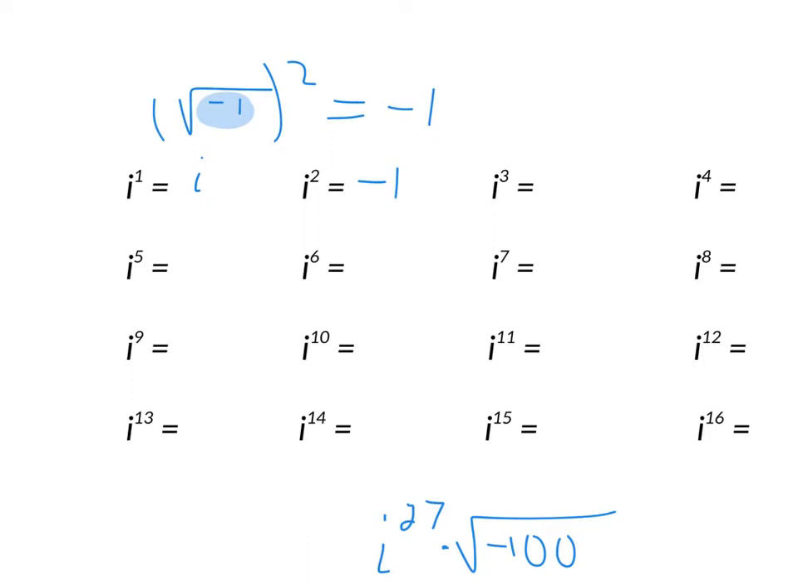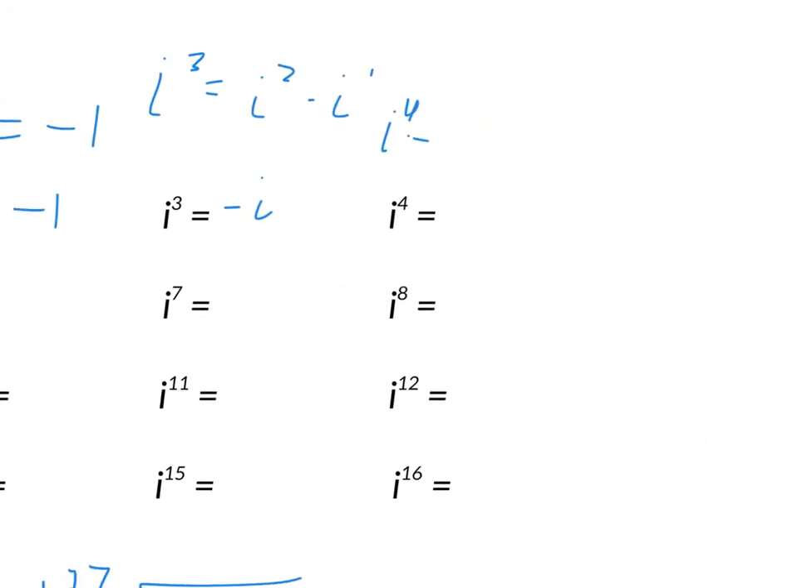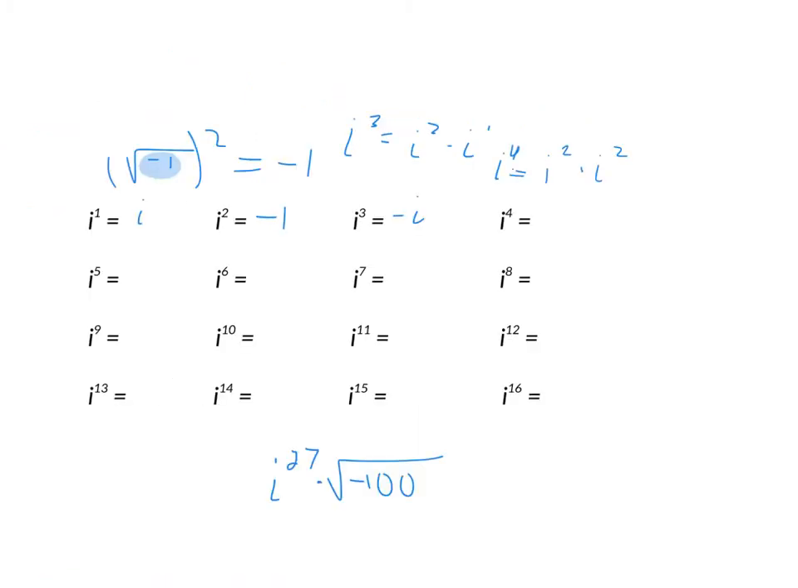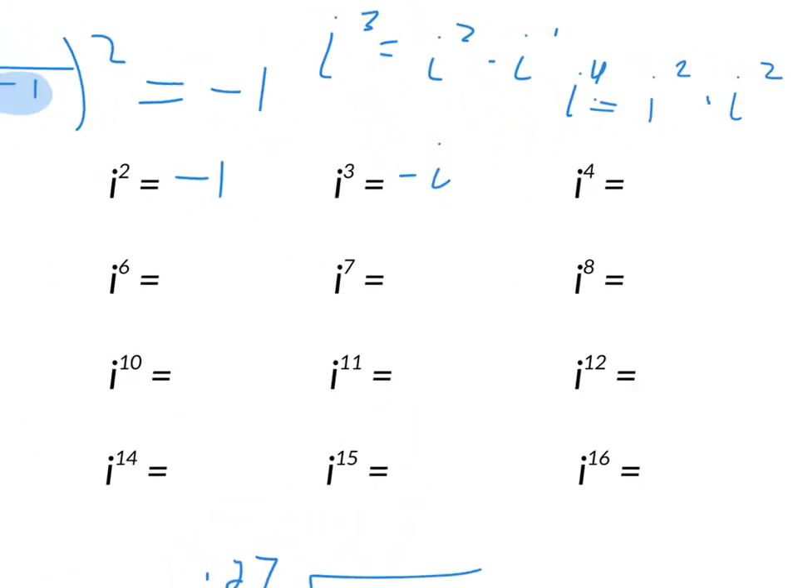I to the third, using our rules of exponents, is the same as I squared times I to the first, or in other words, negative 1 times positive I, for a result of negative I. I to the fourth is the same as I squared times I squared, and I squared was negative 1, which will make I to the fourth positive 1.